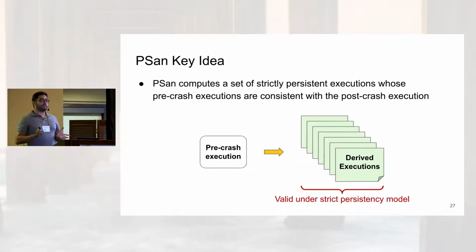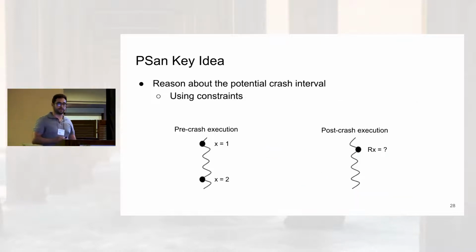Our key idea is that given a crash event and a post-crash execution under some weak persistency model, PSan computes a set of strictly persistent executions whose pre-crash executions are consistent with the given post-crash execution. We compute this set of equivalent executions by using potential crash intervals.